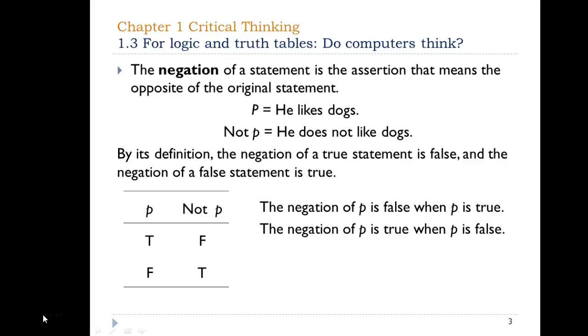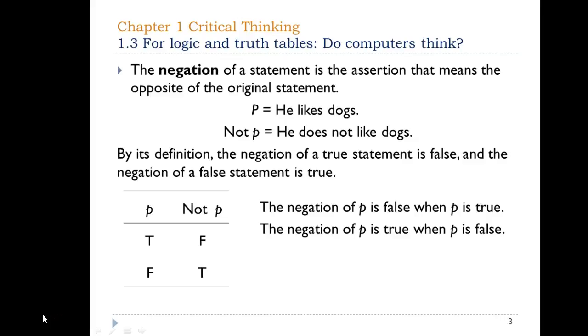The negation of a statement is the assertion that means the opposite of the original statement. P is "he likes dogs"; not P is "he does not like dogs." By definition, the negation of a true statement is false, and the negation of a false statement is true.